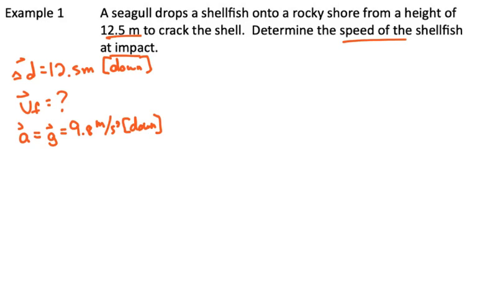And since the seagull is dropping the shellfish, we can safely assume that it's not flinging the shellfish up and then letting it drop. It's just opening its beak and letting it fall out. So in that case, that would mean our VI would be 0.